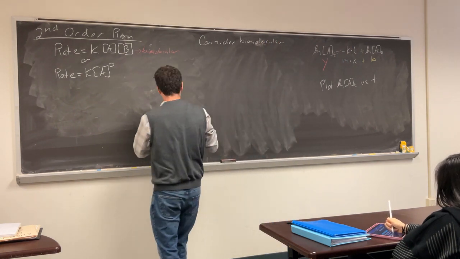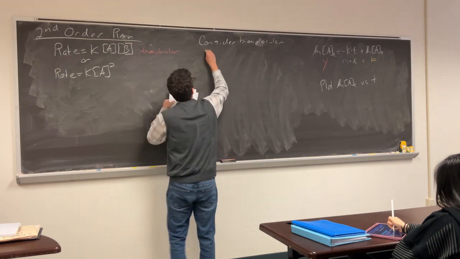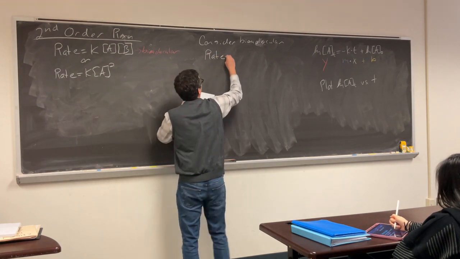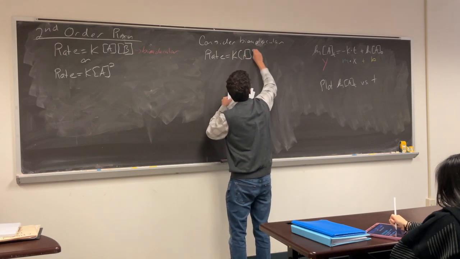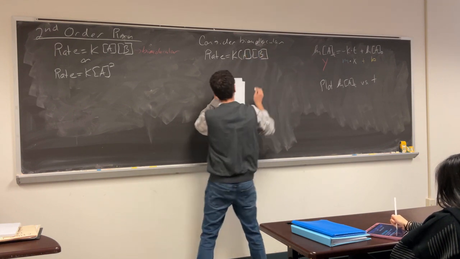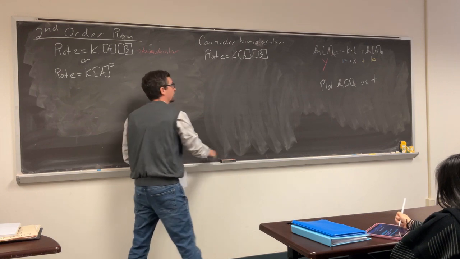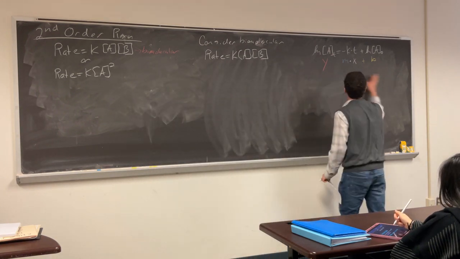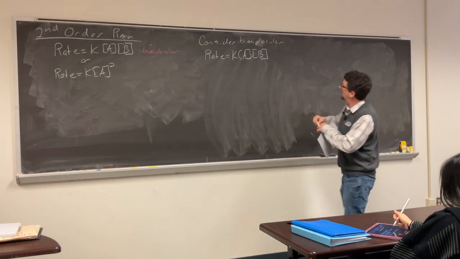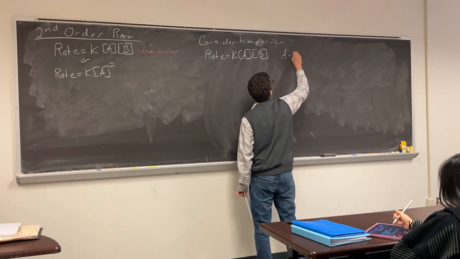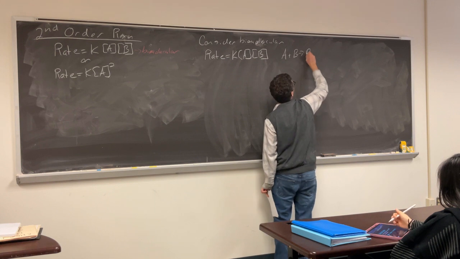Okay, so we're just going to rewrite that over. Rate is equal to k[A][B]. Here, what we assume is we have the following reaction: A plus B gets us to products.